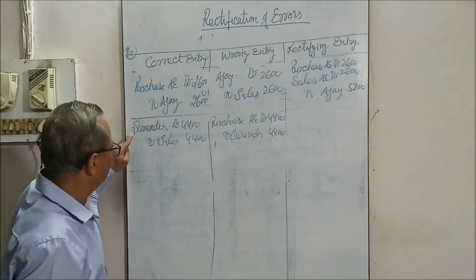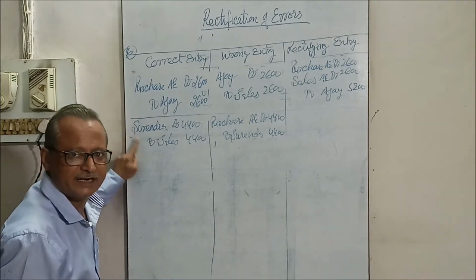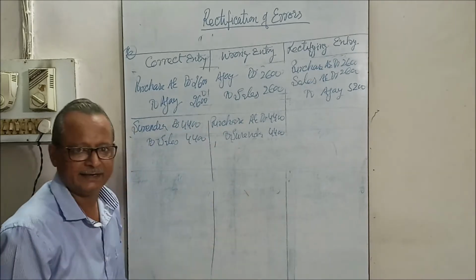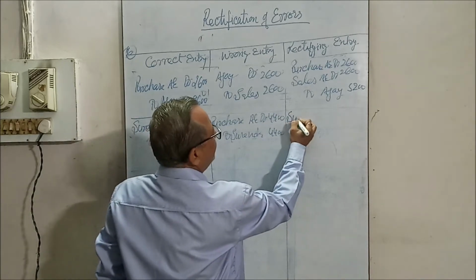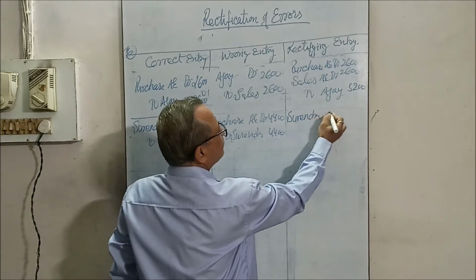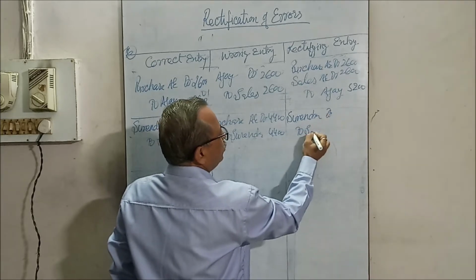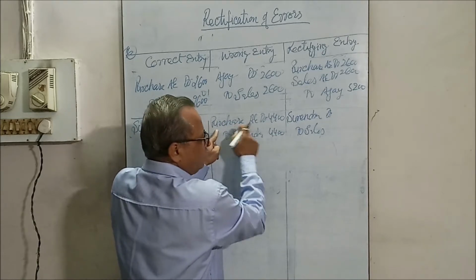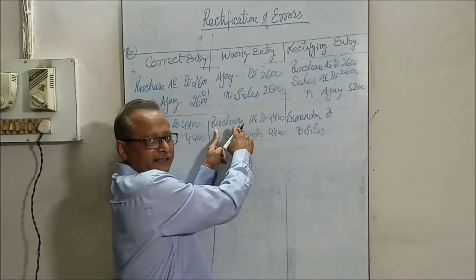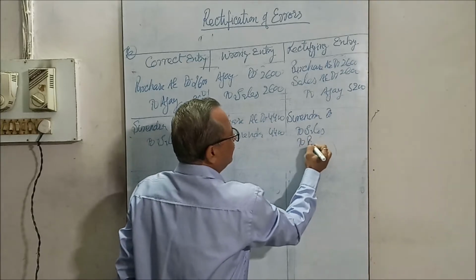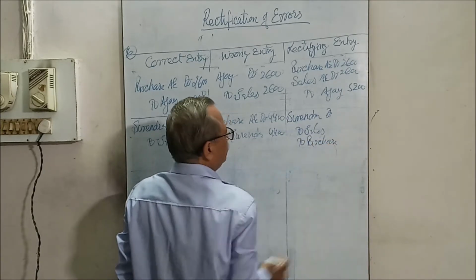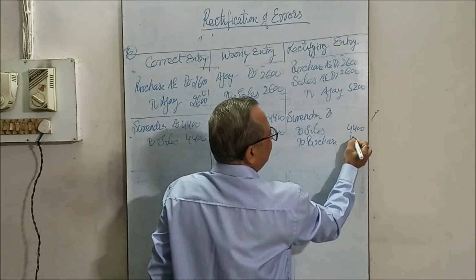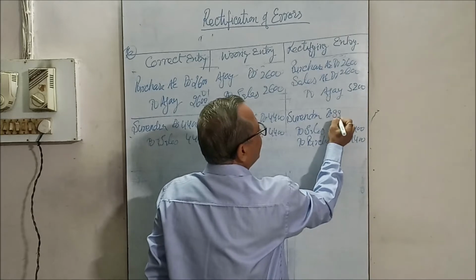Now to rectify it, Surendra should be debited, sales should be credited. As the purchase should not be debited, it should also be credited. So Surendra debit to sales, the correct entry should be written here, and this is to be reversed, to nullify this purchase debit. So it is 4400, 4400, 8800.